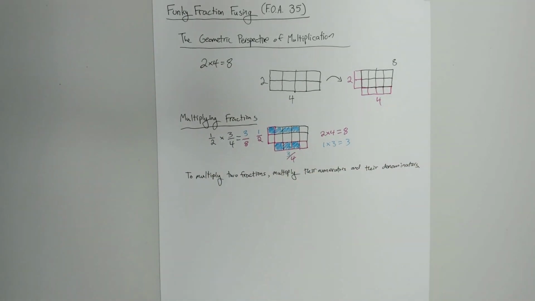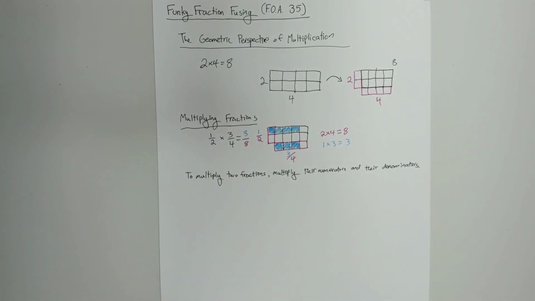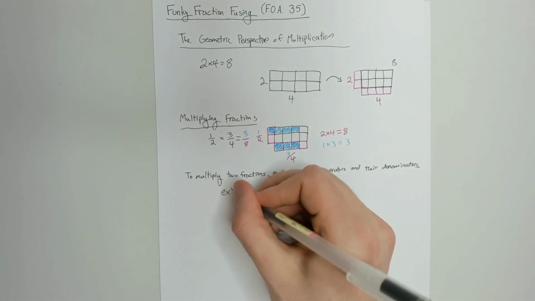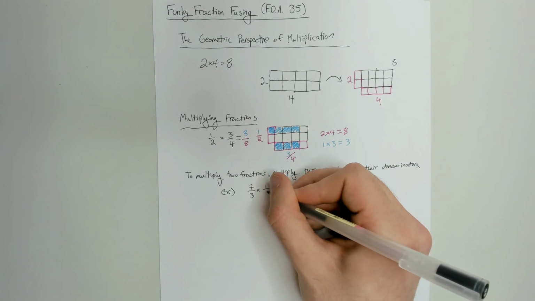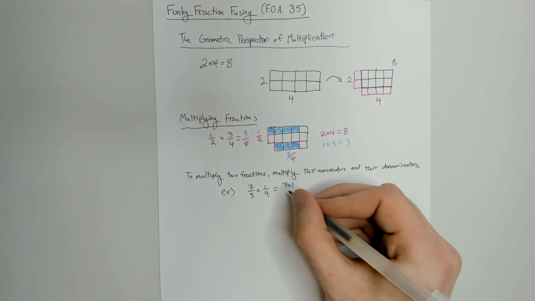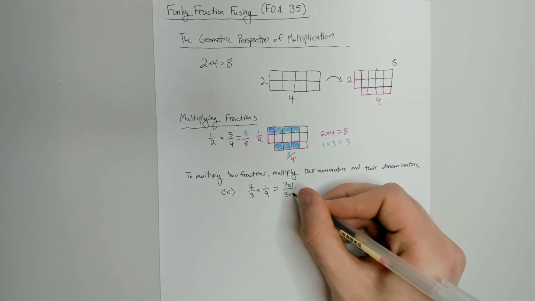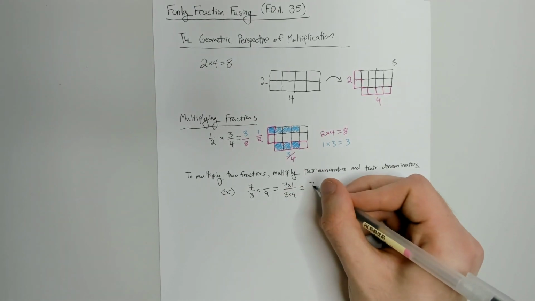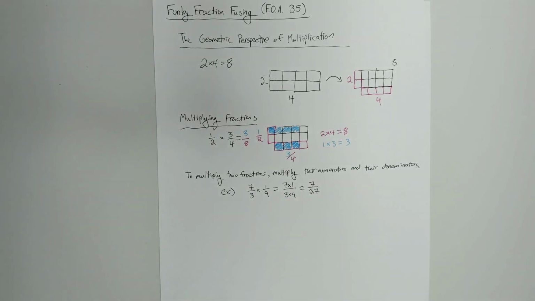So to multiply two fractions, you just multiply their numerators. 1 times 3 is 3, and you multiply their denominators. 2 times 4 is 8. So for example, 7/3 times 1/9, and we can even write this out. We'll multiply the numerators, and then we'll multiply the denominators. So we have 7 times 1 is 7, 3 times 9 is 27. So 7/3 times 1/9 is 7/27.